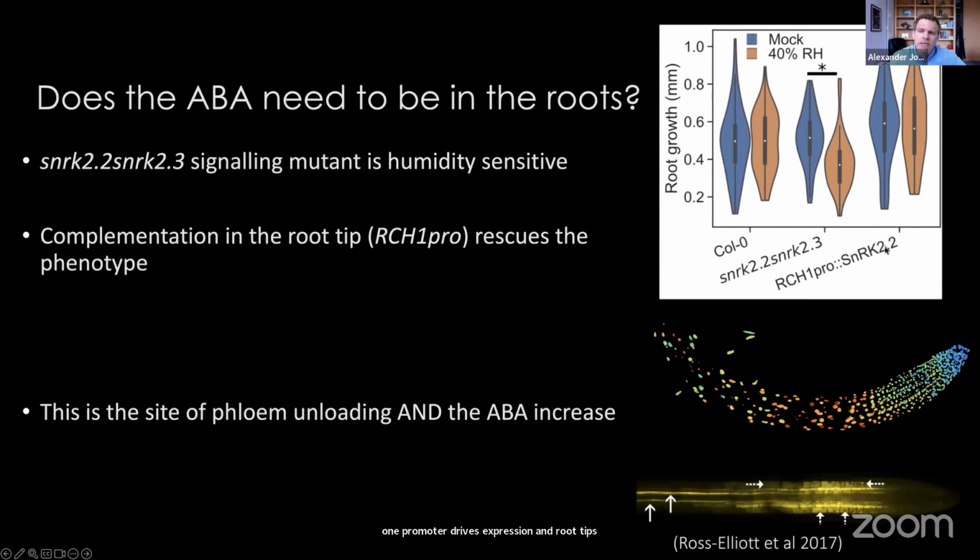So indeed, root tip ABA signaling is enough to complement the phenotype. So we do need ABA signaling in the root tip. Interestingly, this is the site of phloem unloading in the root tip, and it's the site of ABA increase, suggesting that maybe there's a phloem mobile ABA signal, as we have observed for exogenous ABA.